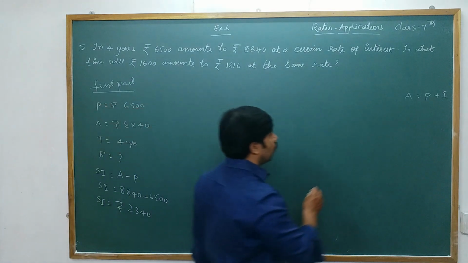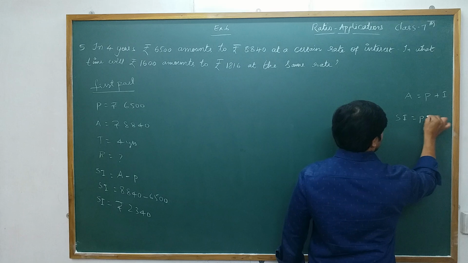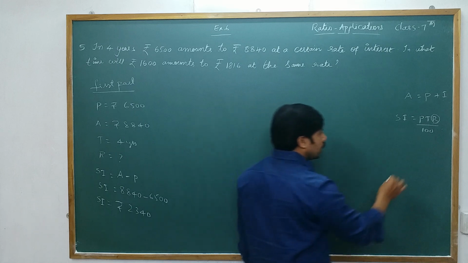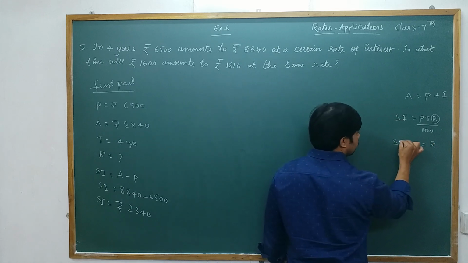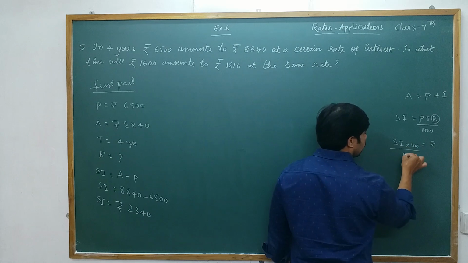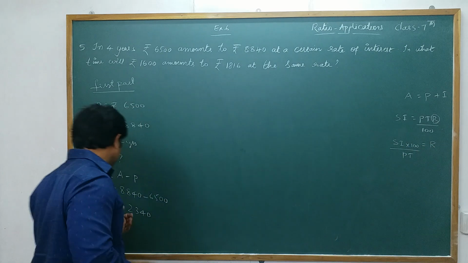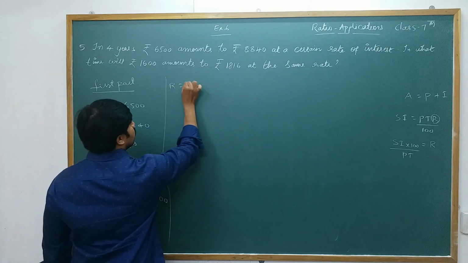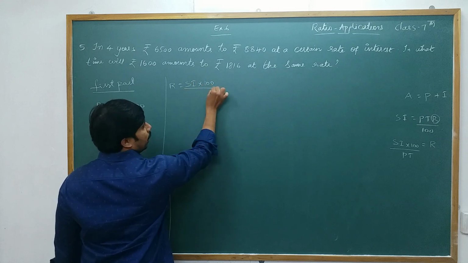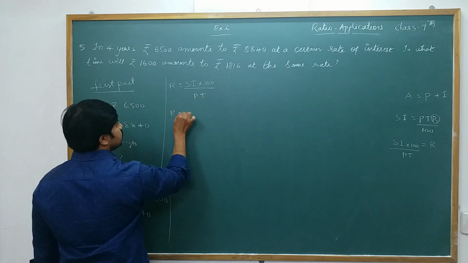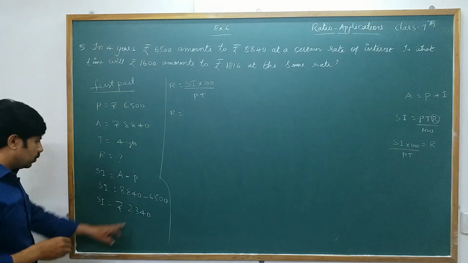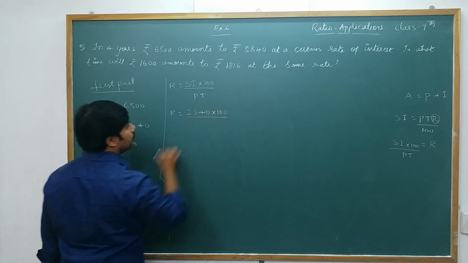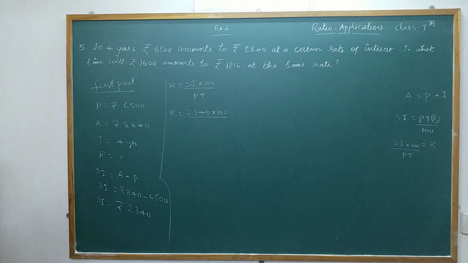Again, what is SI? It is PTR by 100. From here we can find out R. R is nothing but, just cross multiply, SI into 100 by PT. So the same formula I'll repeat here: R is equal to SI into 100 by P into T. So R is equal to, what is SI? 2,340. We substitute into 100 divided by P into T, that is 6,500 into 4.